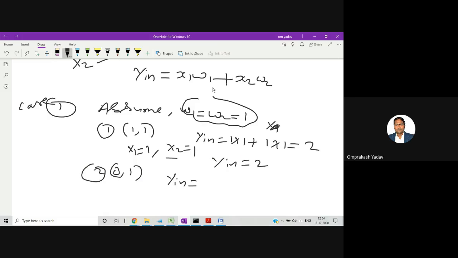I mean the first part will become 0. The next part is x2 into w2. x2 is 1 and w2 is also 1, so this will become 1. And then the third is 1 0. So y in will be what, for 1 0? The second part will become 0, but the first part will be 1. So y in will be 1.